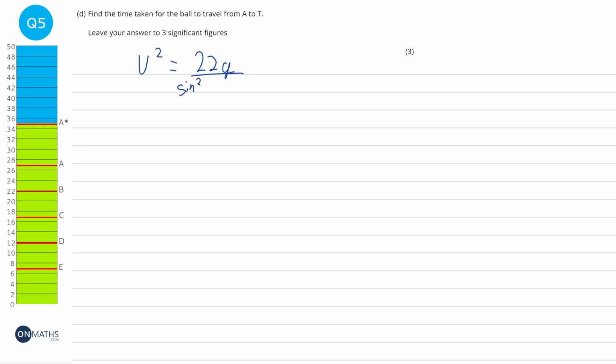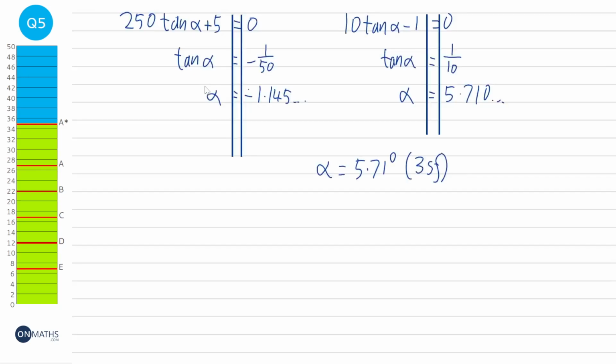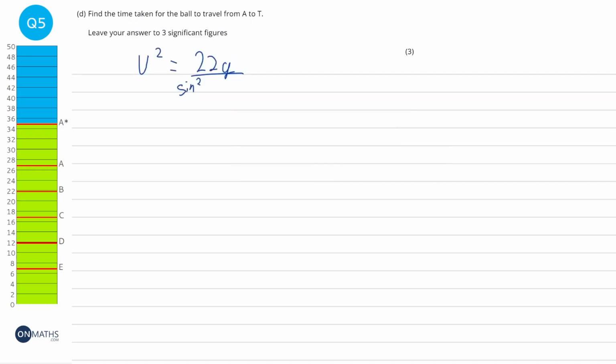So u squared equals 22g over sine squared. Now we said alpha, but if we have a look at question B, we found out that the answer was 5.710 blah blah blah. And we're going to just put our lines in. So it'll be a quick one, because all we need to do is square root both sides. And so we've got u equals 147.580 blah blah blah.